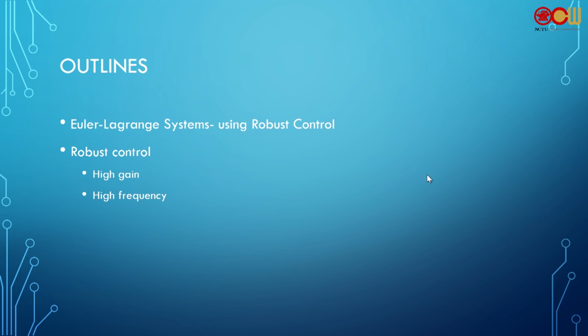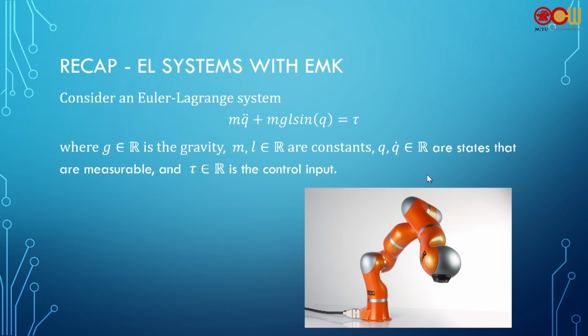frequency or adaptive control. So today, at the beginning, I will first quickly go through the material we covered last time, so give you a recap. We consider this kind of Euler-Lagrange system, which is like a robot arm system. A single joint, so the Q here is a scalar, and the parameters are known. They are constants. The states and the time derivative of states, which are the angles, are measurable. So everything here is known.